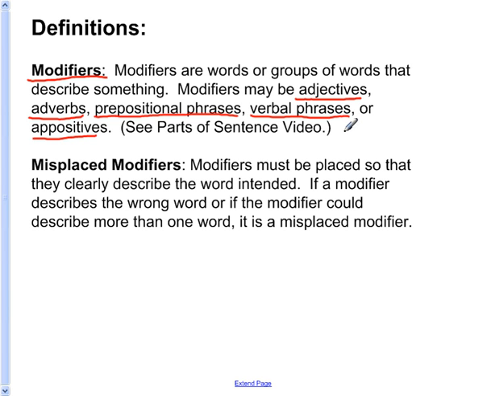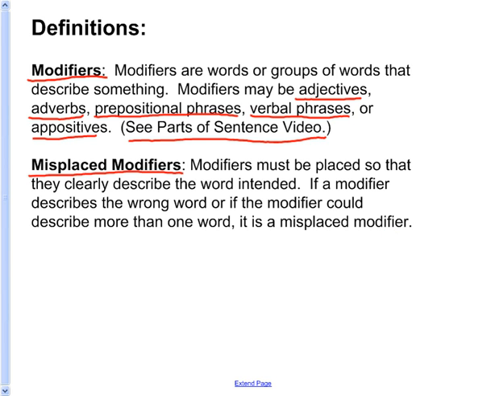If you're not sure what these terms mean, you should review not only your parts of speech, but also check out the parts of a sentence video as part of this grammar series. What is a misplaced modifier? Well, modifiers must be placed so that they clearly describe the word intended. If a modifier describes the wrong word, or if the modifier could describe more than one word, it's considered misplaced.